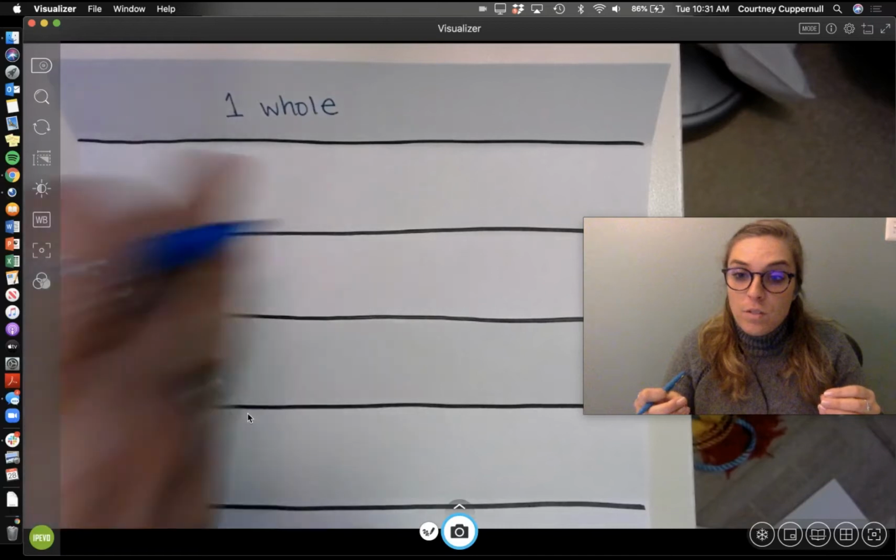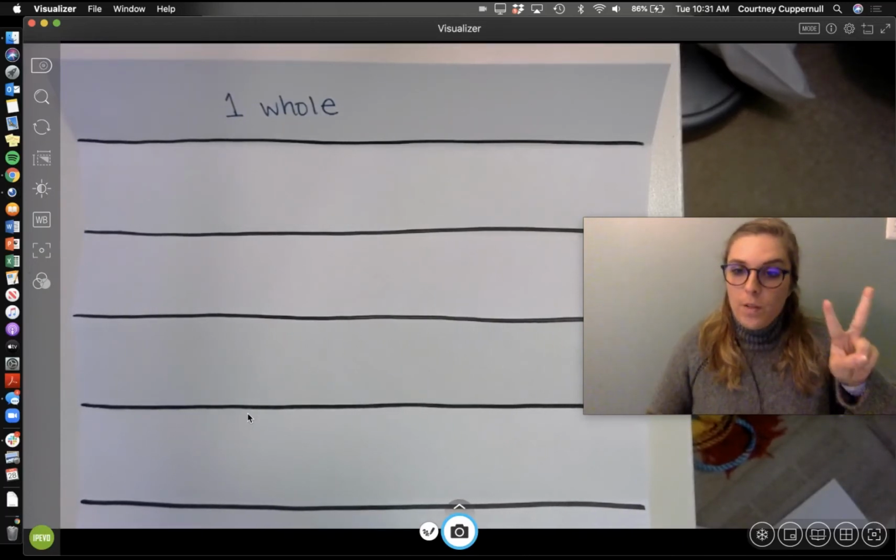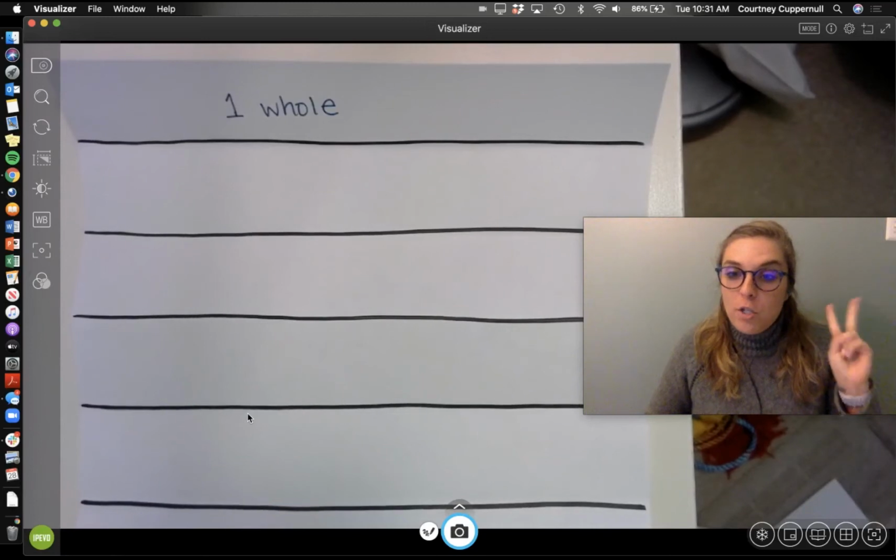into halves. So if we have halves, show me on your hands how many pieces I'm going to have to split this row into. Draw 2 thumbs on your desk and show me. Ready, go. Yeah, 2. I know halves mean 2 pieces in my hole.